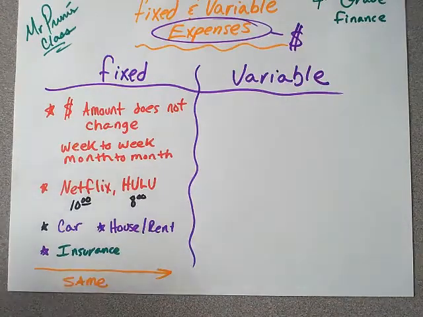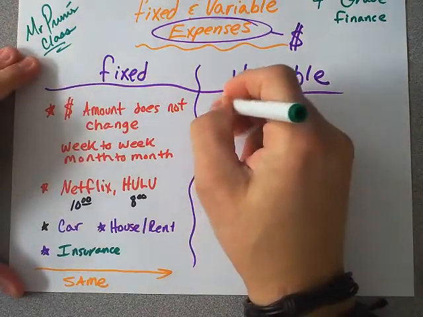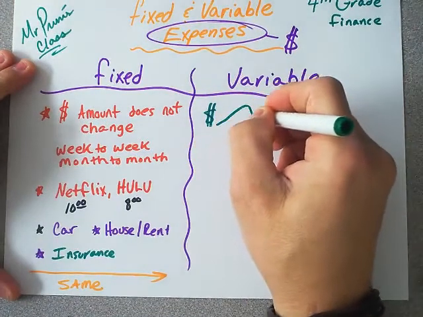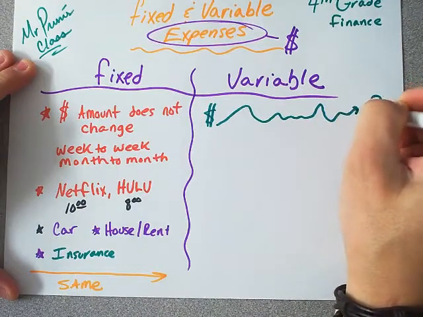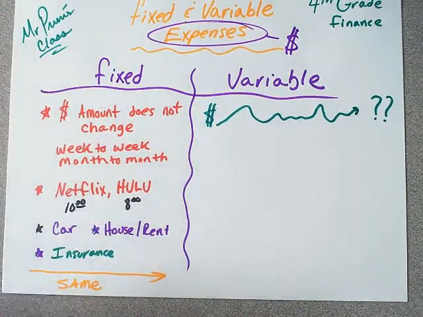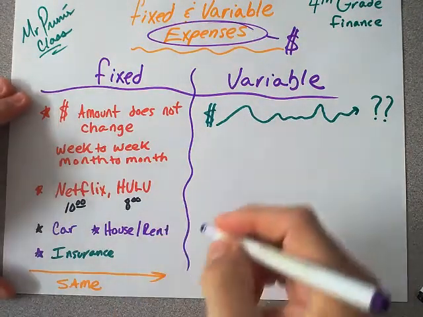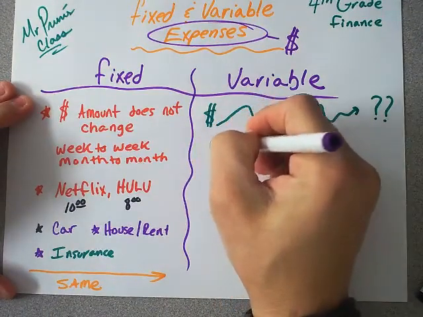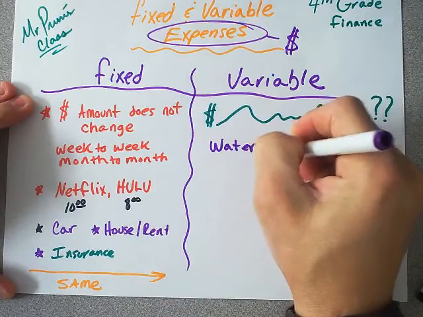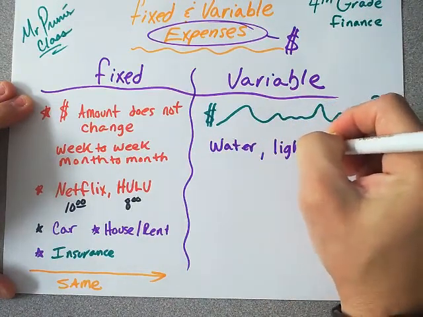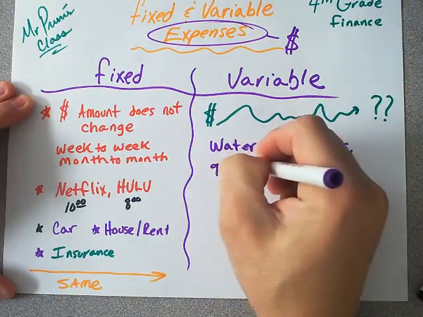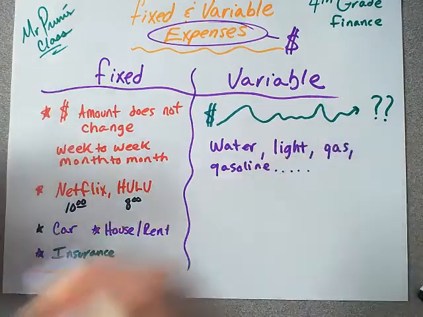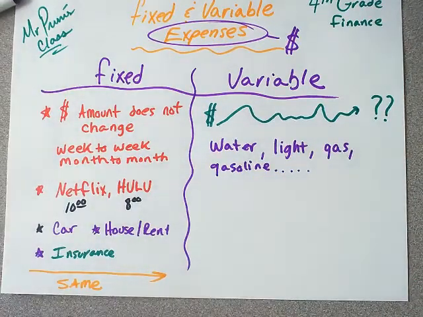Variable is the opposite. Variable means that your prices of whatever it is that you're paying can go up or down or up or stay like this and up and then down, and you never really know exactly what it's going to be. Sometimes you can get close, but you never know exactly to the perfect cent. Easy to understand examples of this. Your water bill, your light bill, if you have propane, natural gas at your house, gasoline for your car, okay?